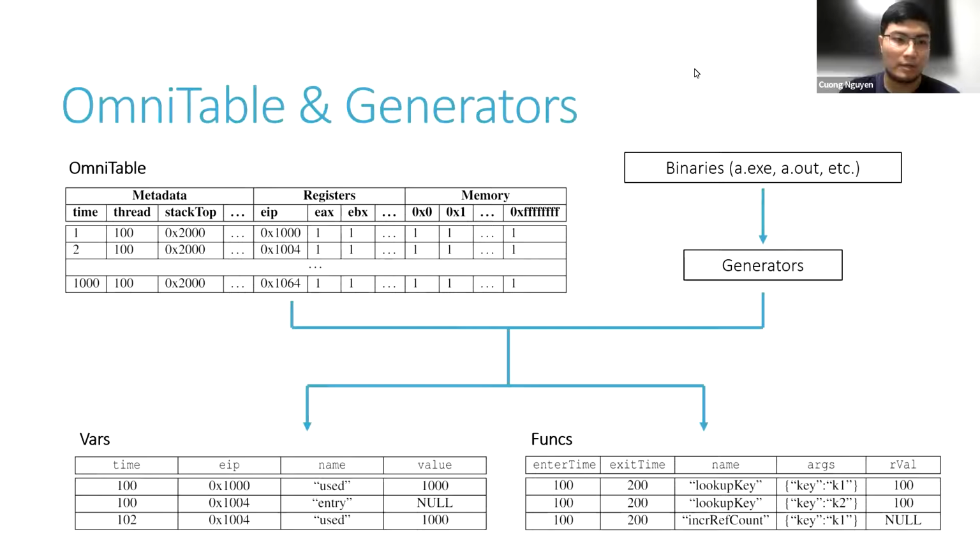The vars view here contains the values of all in-scope variables at each instruction in an OmniTable. You can see here the vars view has 4 columns. The first is the time of the instruction. Then the next one is the program counter. And then the name of the variable and the value of the variable. And you can also have the funcs view, which records the time that the execution enters the function, the time it exits, the name of the function, the arguments, and the return value.